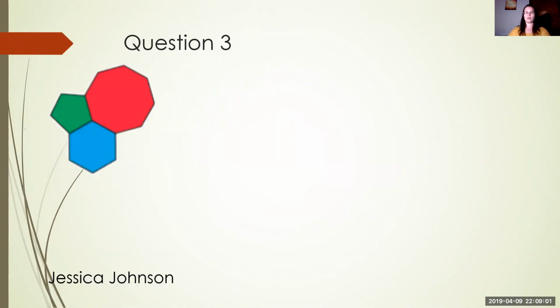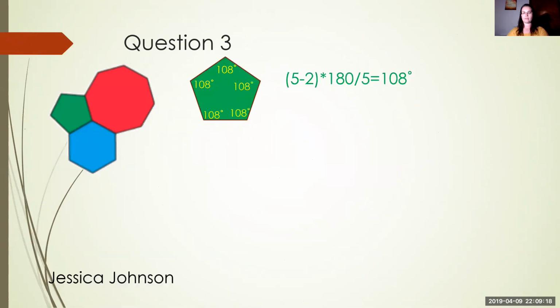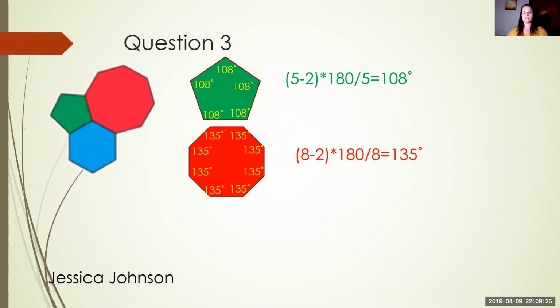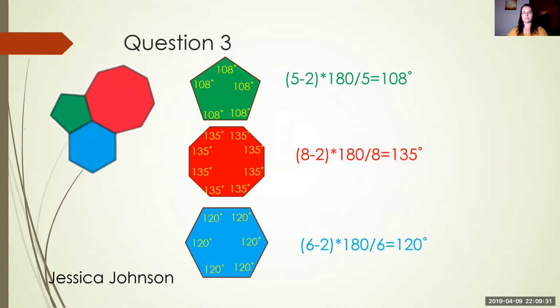Let's check Myra's work. When you are working with a vertex figure, the interior angles in the middle, or the vertex, of the figure have to equal 360 degrees. The pentagon has 108 degrees for each angle. An octagon's interior angles equal 135 degrees. A hexagon has interior angles equal to 120 degrees.